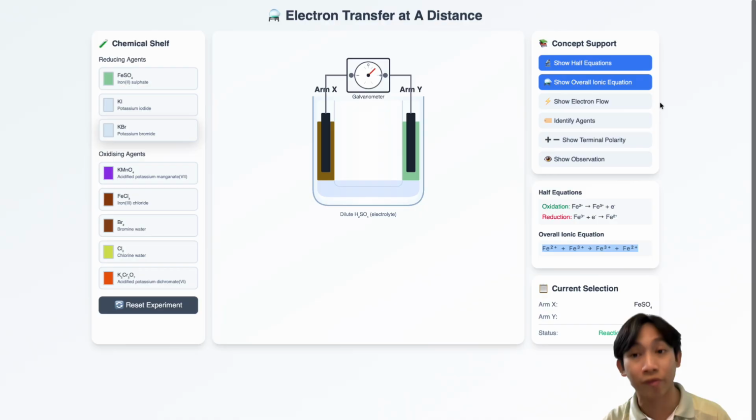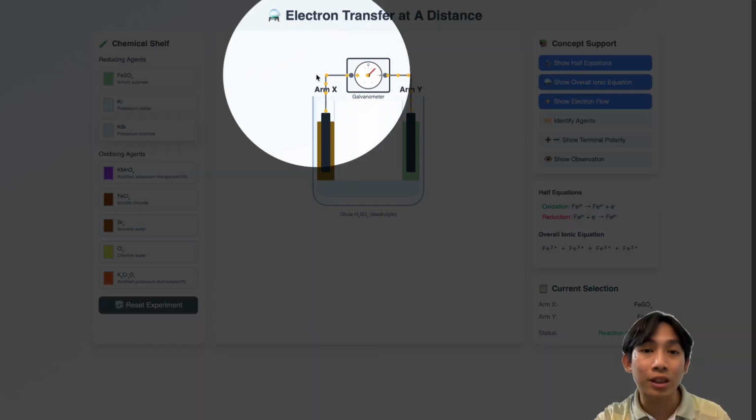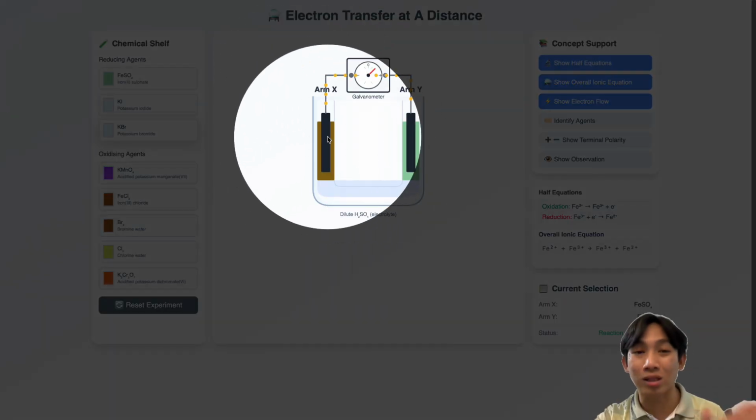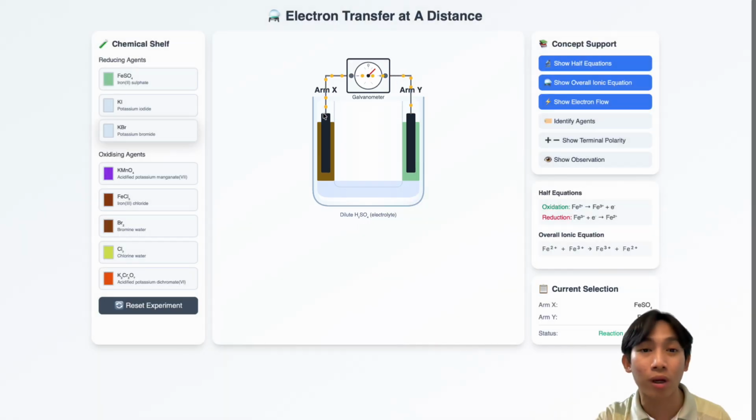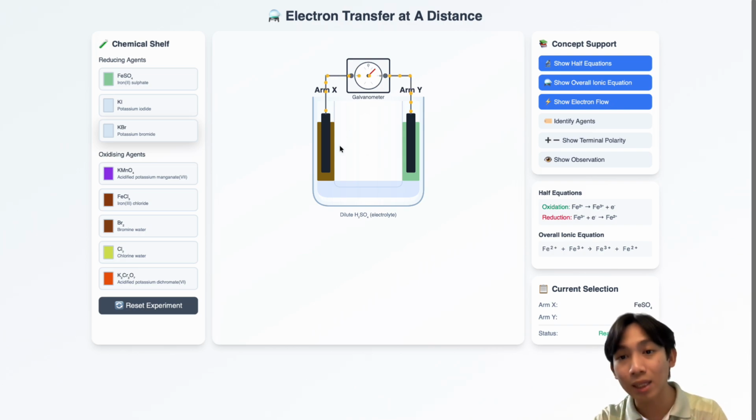Okay, so another question usually they will ask you to indicate the direction of current or indicate the direction of electron flow. Okay, we can see that the electron flow is from arm X to arm Y. Why? Because oxidation, OIL. Okay, oxidation is loss of electrons. So the electron will be lost from the arm X and flow to arm Y. So usually the electrons will flow from the reducing agents to the oxidizing agents.